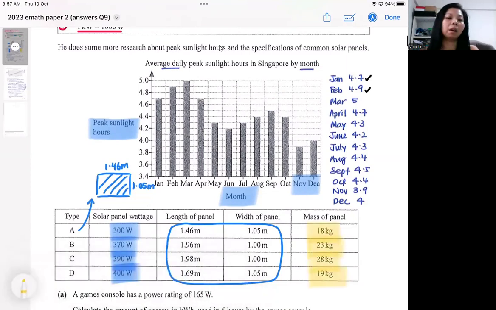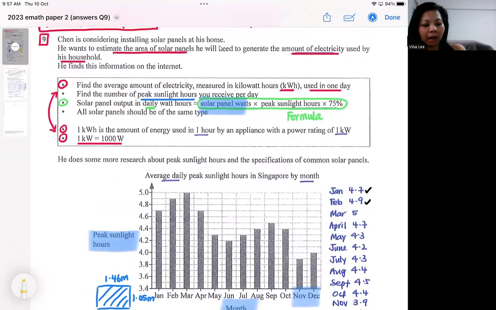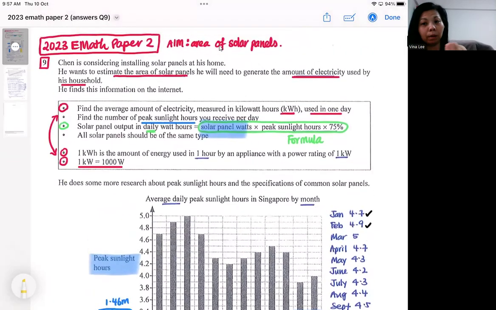Because if, let's say, there are 2 brands that you can use, you might prefer the lighter one so that it's easier for the installation. So that can also be part of the consideration. But the ultimate consideration is that eventually you must be able to estimate the area of the solar panel, and the area must be sufficient to supply the whole household.